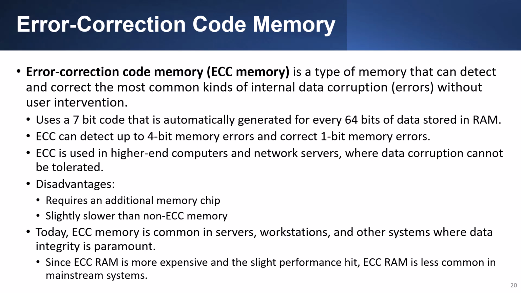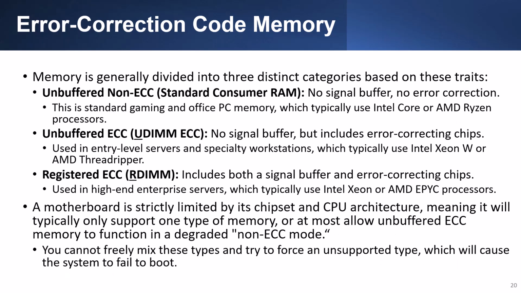While it will only slow RAM performance by 1 to 2%, it is well worth the accuracy. Today, ECC memory is common in servers, workstations, and other systems where data integrity is paramount. Since ECC RAM is more expensive, and has this slight performance hit, ECC RAM is less common in mainstream systems. Memory is generally divided into 3 distinct categories based on these traits.